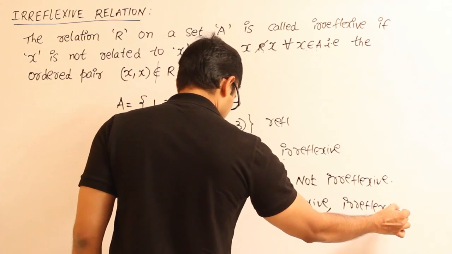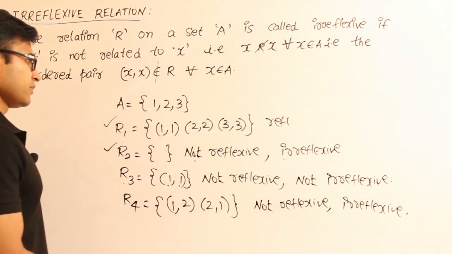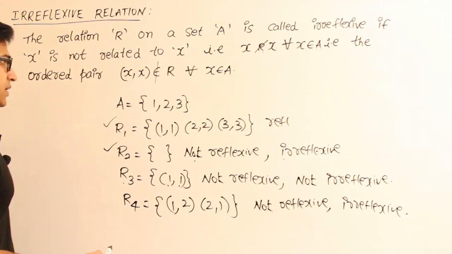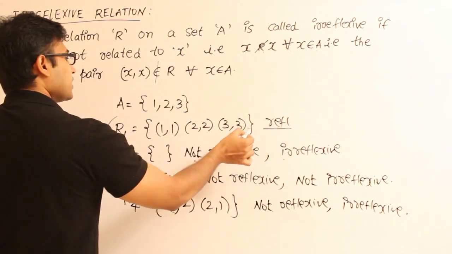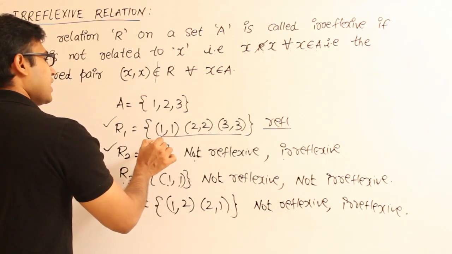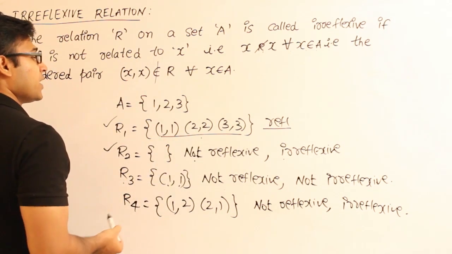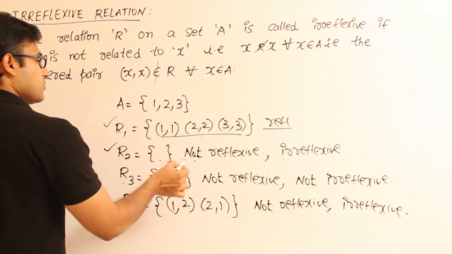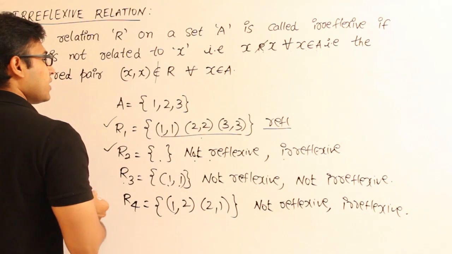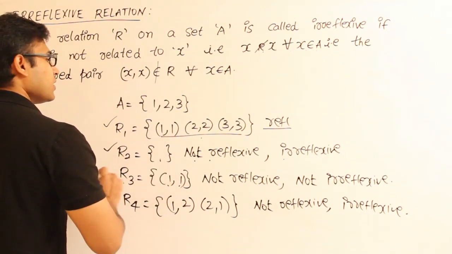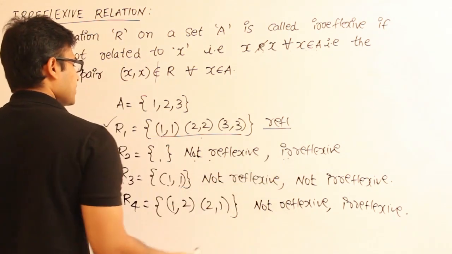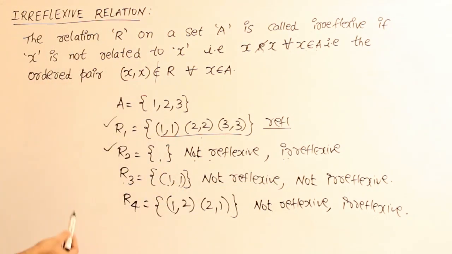Now using these examples you can find out the difference between reflexive and irreflexive relations. The first one is reflexive. Why? It contains all the diagonal elements. And it is not irreflexive, because it contains at least one diagonal element. Now the second one is not reflexive, because it does not contain all the diagonal elements. But it is irreflexive because it does not contain any of the diagonal elements.